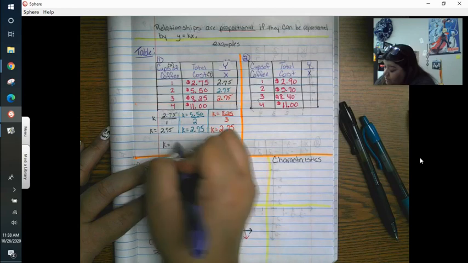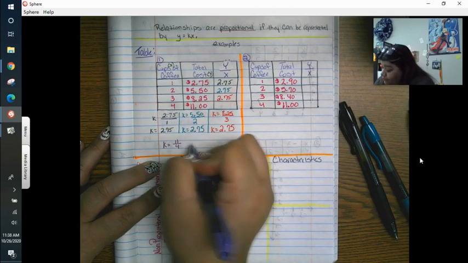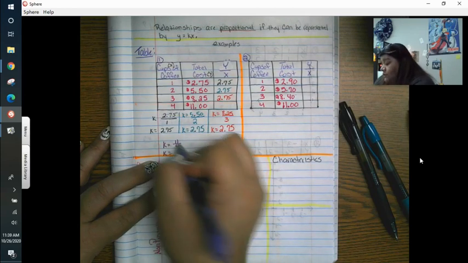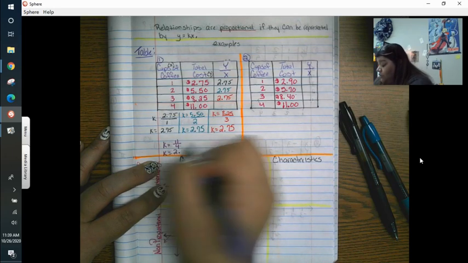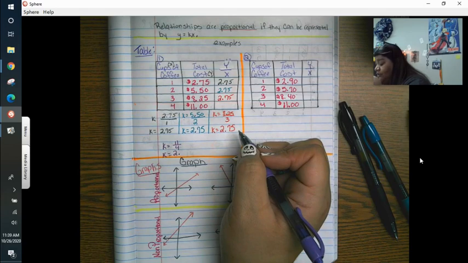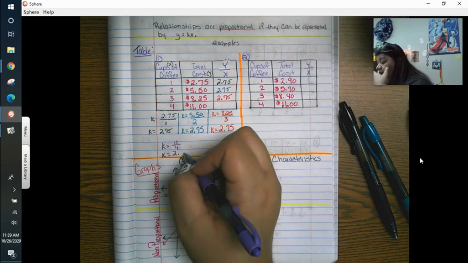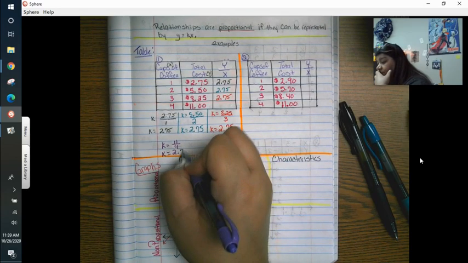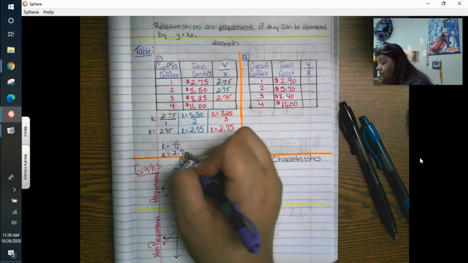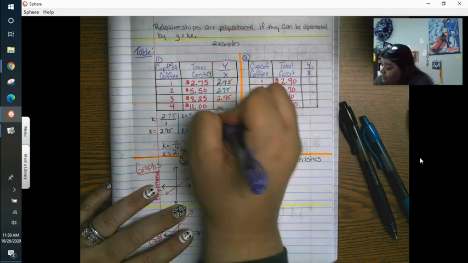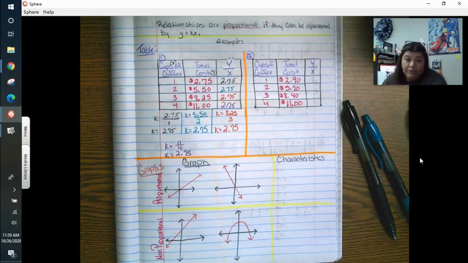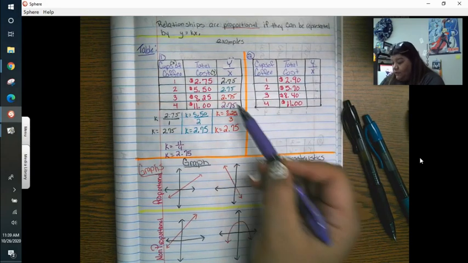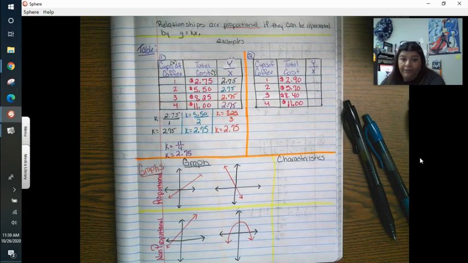Okay, so k equals 11 divided by 4. 4 goes into 11 2 times with 2 left over. So 8 with 3 left over. So that gives me 30. 4 goes into 30 7 times, 2 left over. 2.75. So this table is proportional because the constant of proportionality is the same. 2.75, 2.75, they're increasing the same.